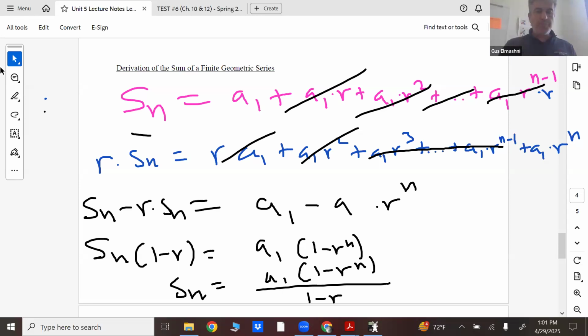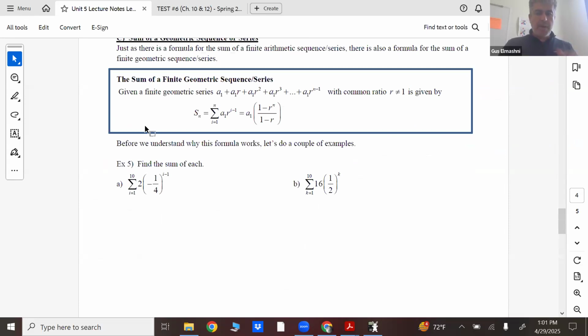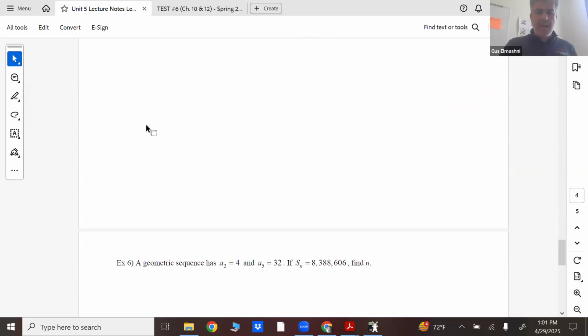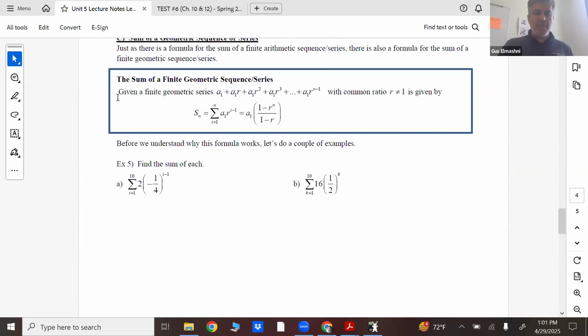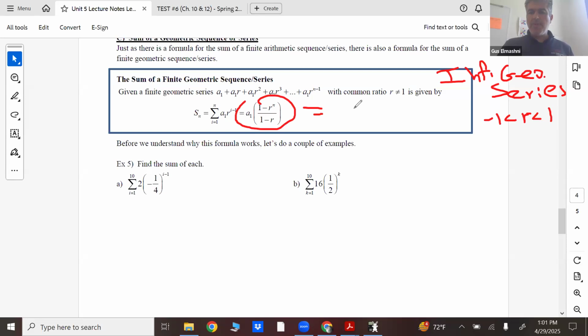Now, if we talk about infinite, actually, I'll talk right now. If we have an infinite series, right? Infinite means it never ends. And what if R was a fraction between -1 and 1, non-inclusive? So how would I simplify this further? We talked about this last week, I think. It's A1 over 1 minus R.